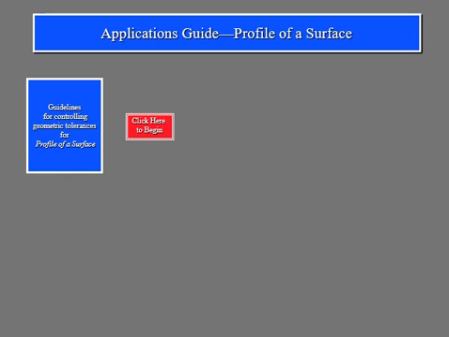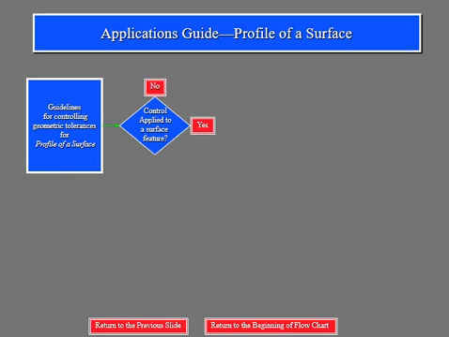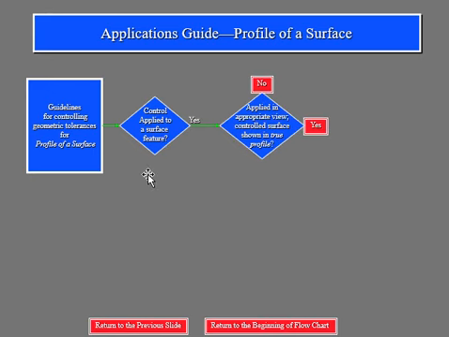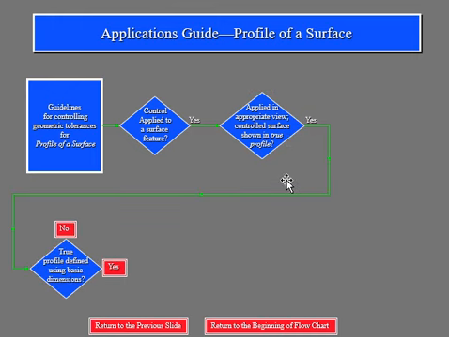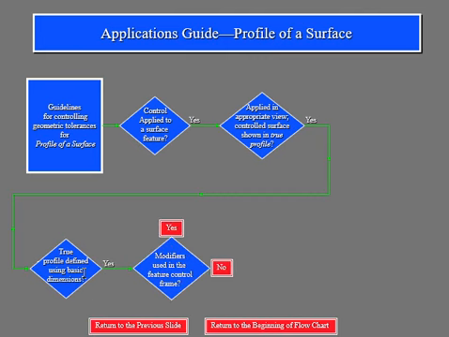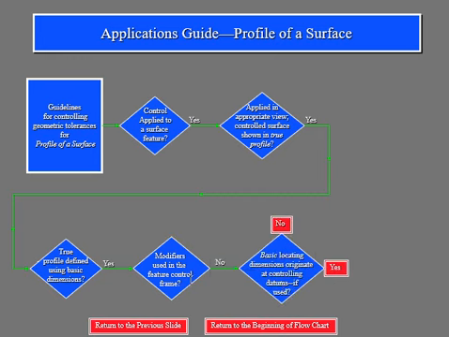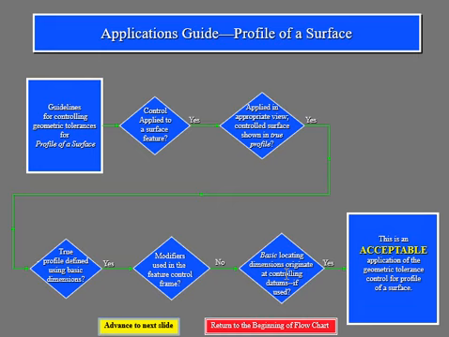All right, we're gonna get into application. Flowchart. First, you're going to see whether the control is applied to the surface or not. If yes, we're going to see whether that's applied to an appropriate view or not. If yes, we're going to take a look at whether the profile is from your basic dimension or not. If that's yes, we look at the modifier, we don't need it. If that's no, we're going to look at whether the basic locating dimensions originate at your controlling datum. If that is yes, acceptable.